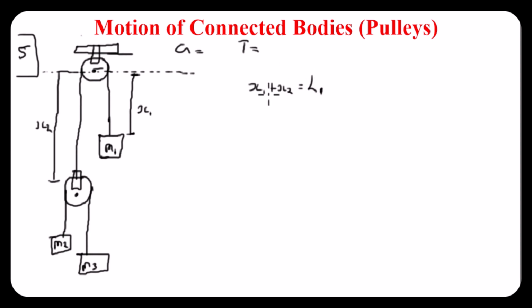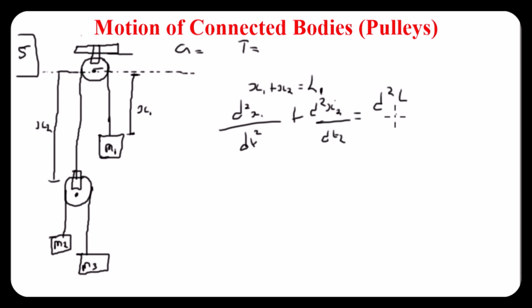Now that we know this, what happens when we differentiate displacement twice? If we differentiate this expression, we'll come to find out that d squared x1 over dt squared plus d squared x2 over dt squared equals d squared L1 over dt squared.